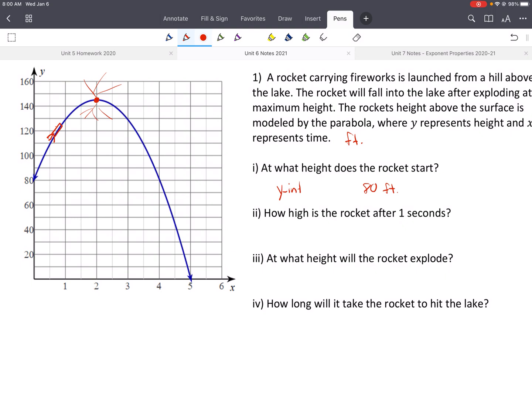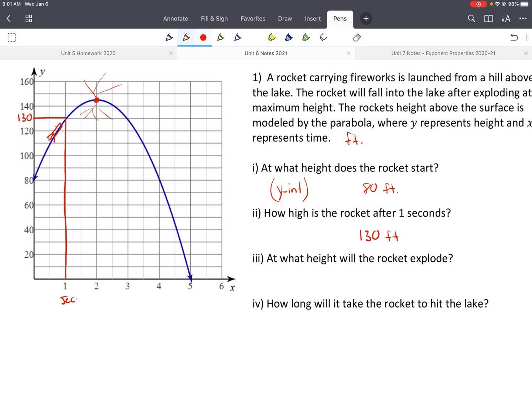Okay, next it says, how high is the rocket after 1 second? This is kind of like our last lesson, where we graphed the equation and then they asked, what's the y value when x equals 7? So that's similar. At 1 second, we would go up and find its height, which would be like 130. So we'd say 130 feet.